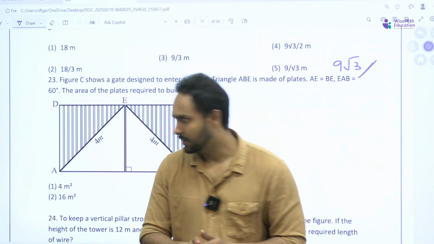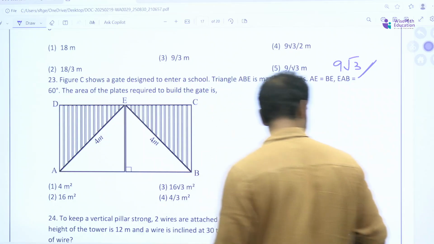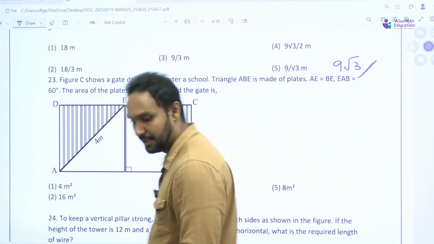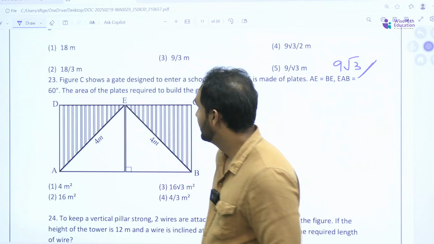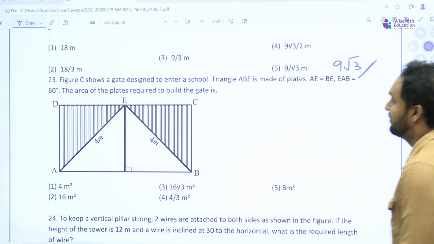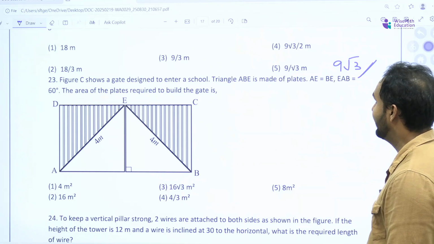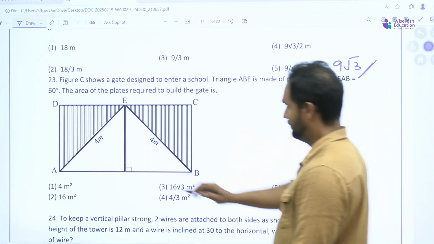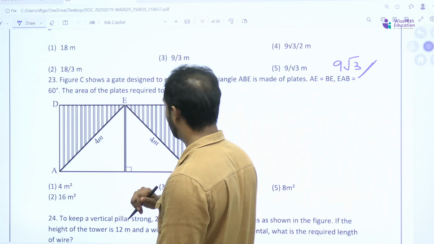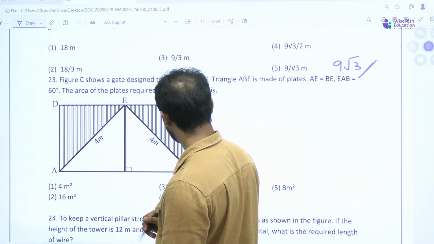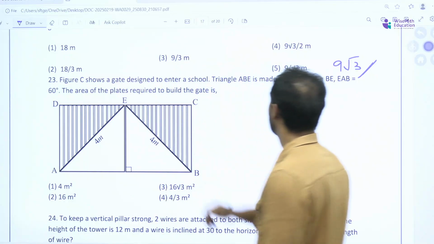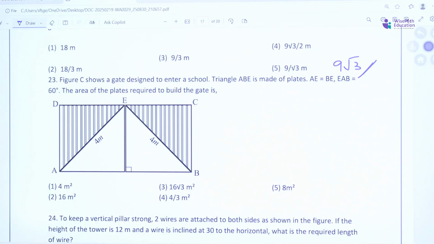Okay, right. Now come to the question. We had a technical error. Now we are fine. Come to the 23rd question. Figure shows a gate designed to enter a school. Triangle ABE is made of plates. AE equals BE.